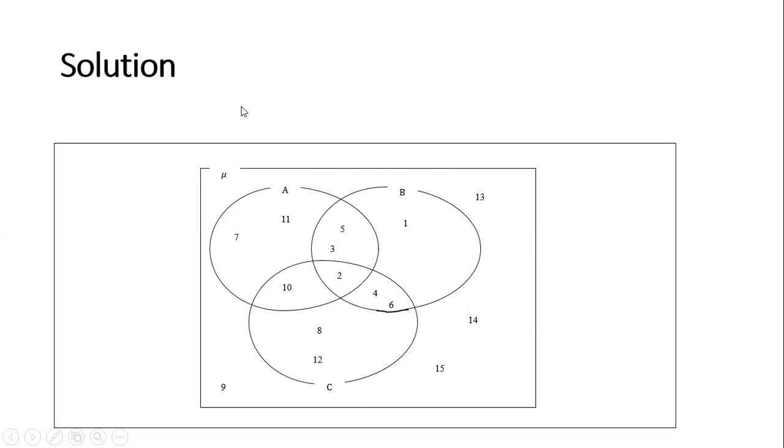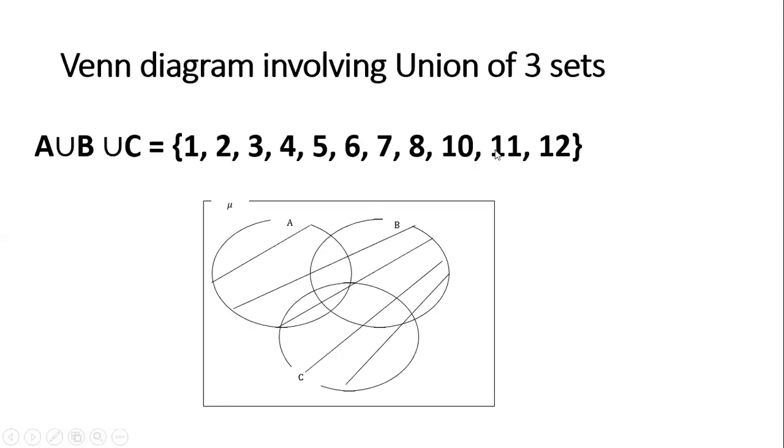So we have all the elements down. We can now check the elements of the universal set within the rectangular box: 1, 2, 3, 4, 5, 6, 7, 8, 9, 10, 11, 12, 13, 14, 15.